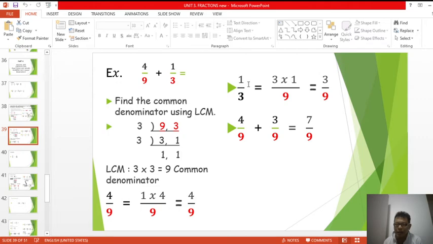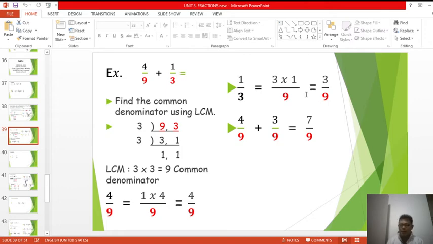And then let's move on with the next fraction, which is 1 over 3. The same thing. Use your new common denominator 9. So 9 divided by 3 is 3, times 1. So your answer here will be 3 over 9. So that is now your equivalent fraction.